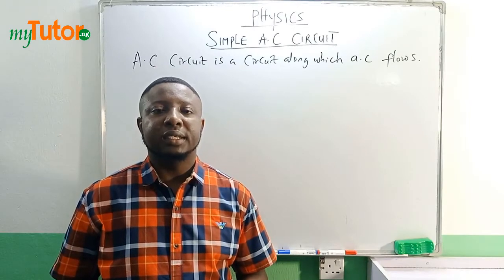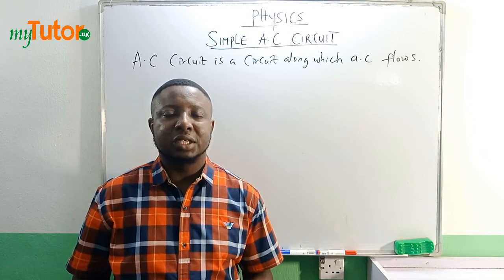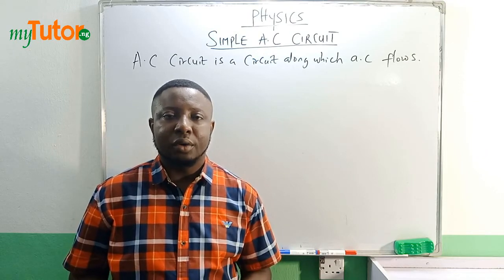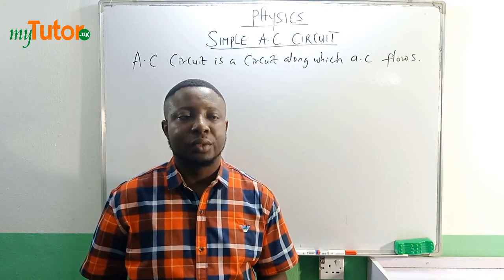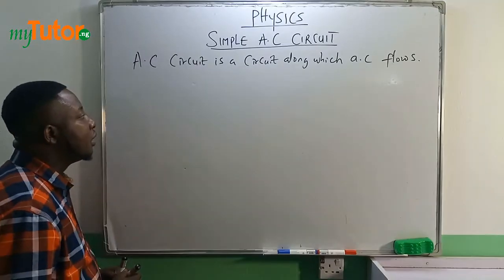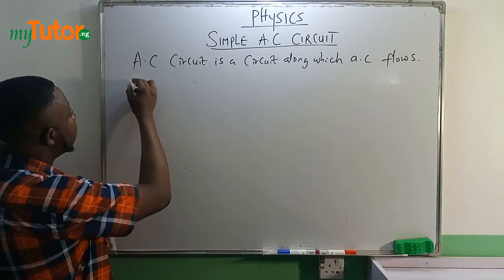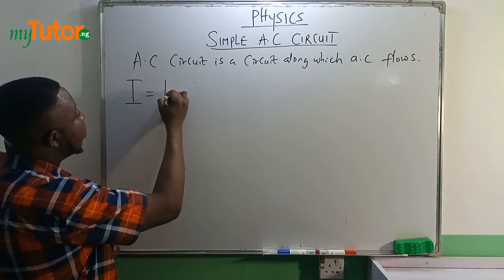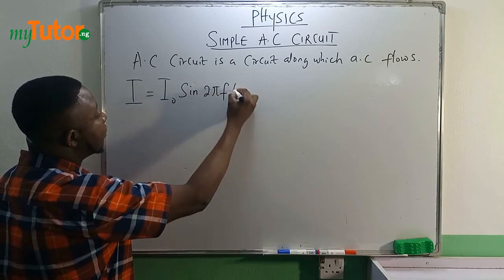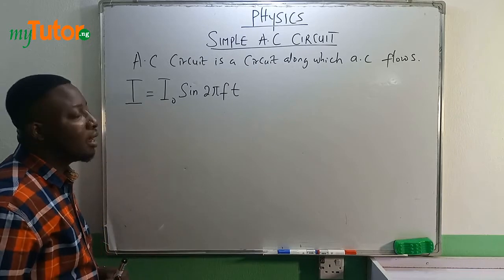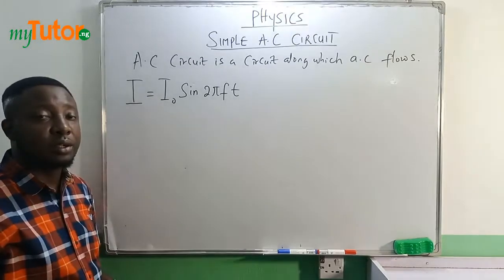So, we defined alternating current as a current that varies periodically, that changes periodically. Alternating current can also be represented by a mathematical equation. The mathematical equation that represents an alternating current is written in this form: I is equal to I naught sine 2 pi ft.